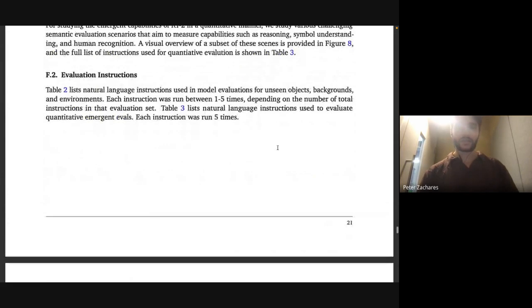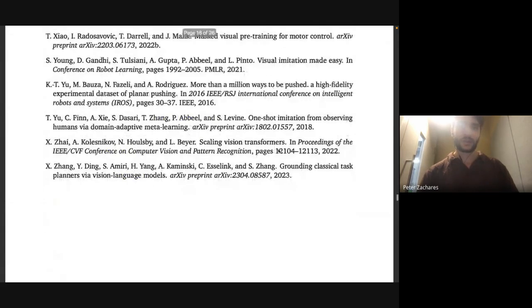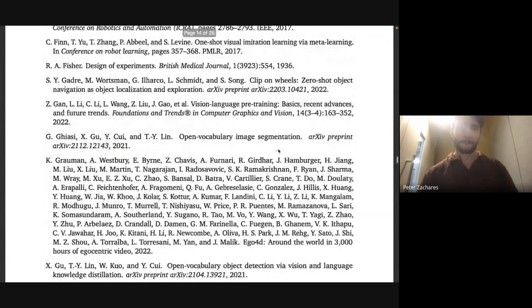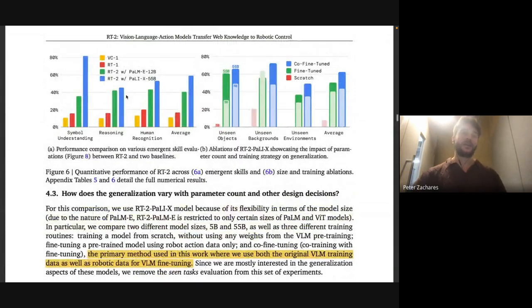So there was also a number of emergent behaviors that they tested. And here's the performance of the different models. One big thing is that the blue one is 5 times larger than the green one. And you can see in terms of symbol understanding, the blue version of the model they're proposing did a lot better.